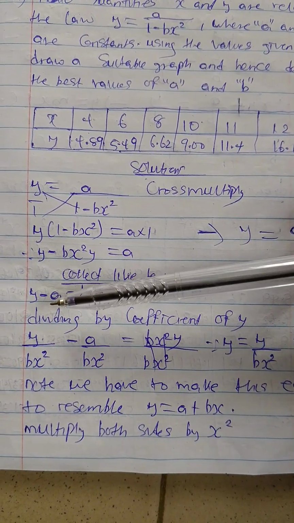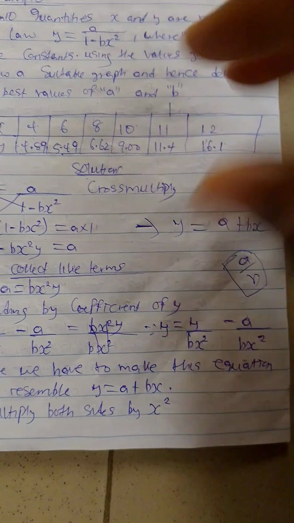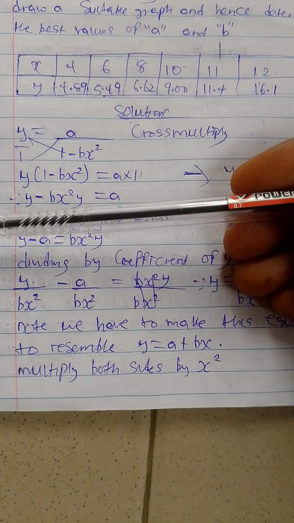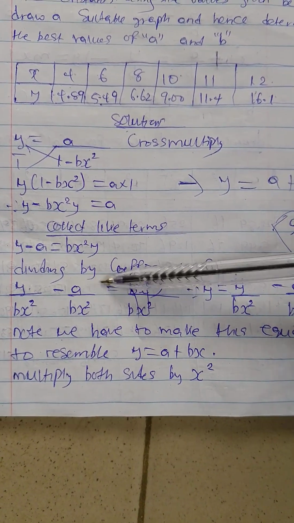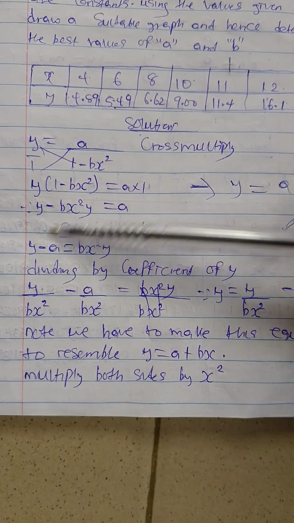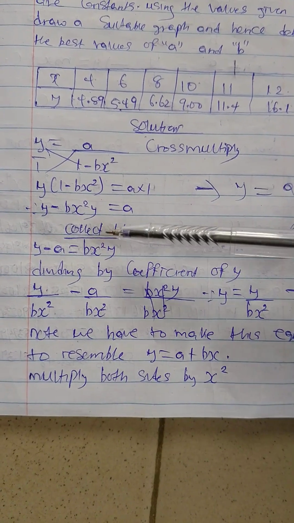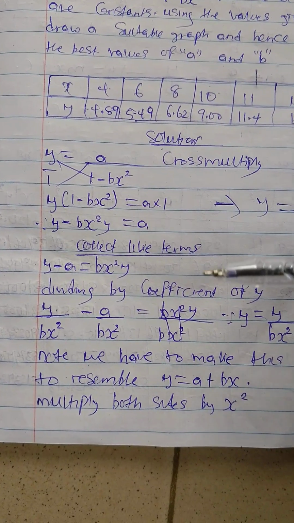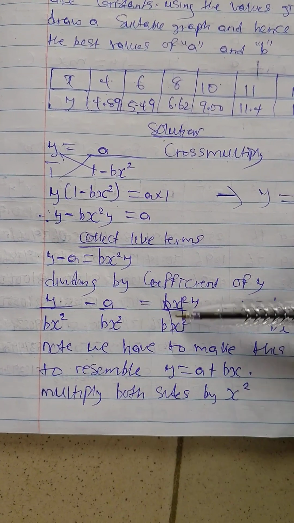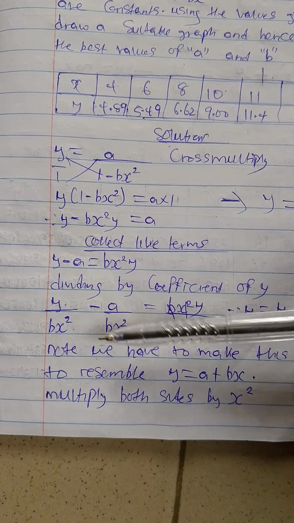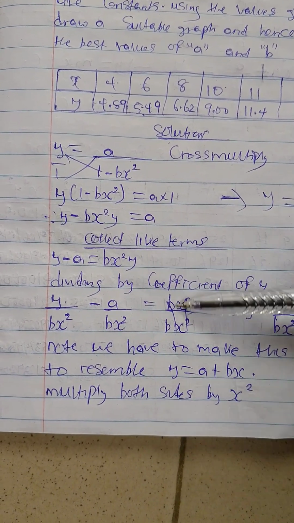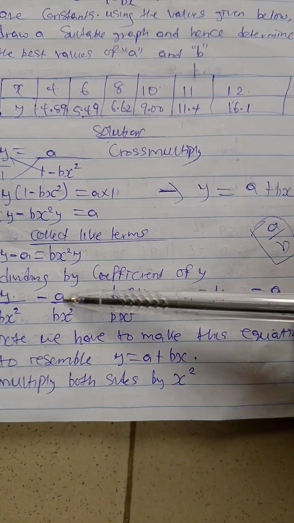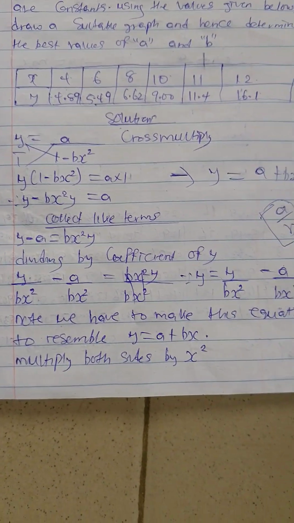Now if you check, this is not in the form of y equals mx plus c, so we have to make it be in that form. We divide through by the coefficient of y, which here is b squared. So we divide all through by b squared: y over b squared minus a over b squared equals b squared y over b squared. The b squared cancels out, and that remains y equals y over b squared minus a over b squared.